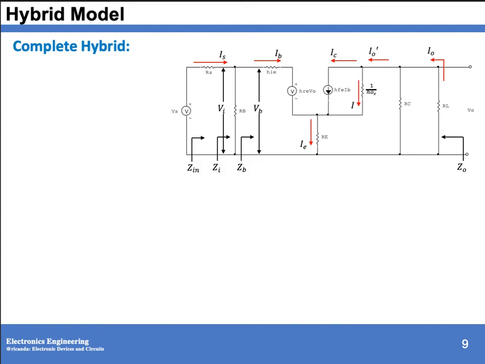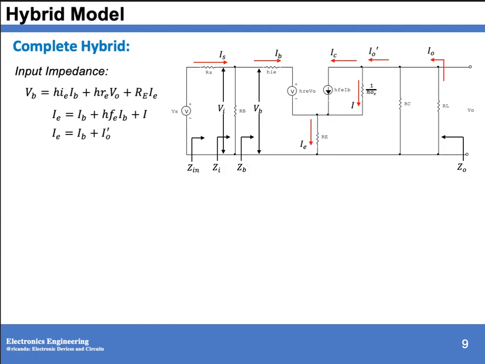So that is solving the input impedance. First, we have to solve the impedance at the base using the voltage at the base. So we have HIE IB plus HRE VO plus RE times IE. And we know already IE is equal to IB plus IO prime. So for VO, we have this equation for VO with the IO prime equation.